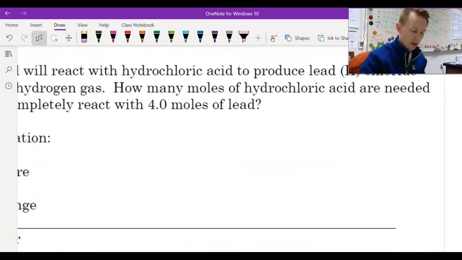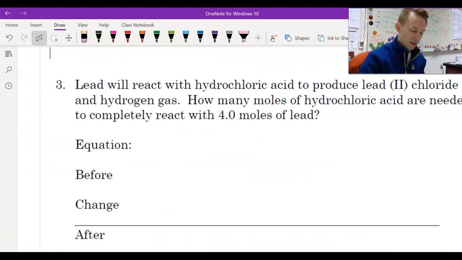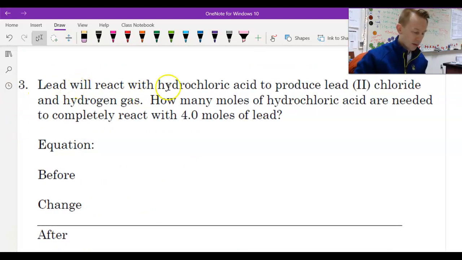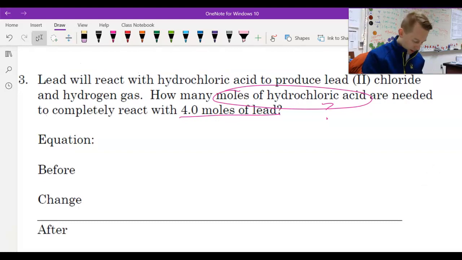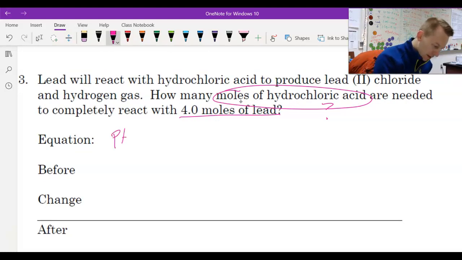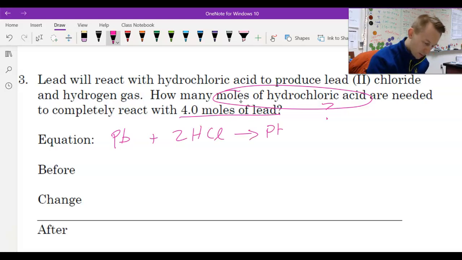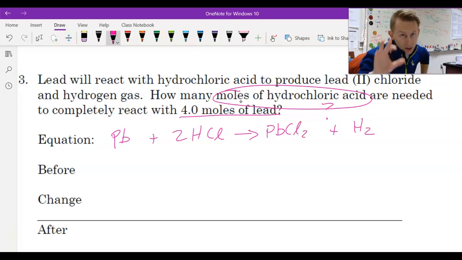All right, let's keep plugging along and do this last one here. It says lead will react with hydrochloric acid, and so on. How many moles of HCl, hydrochloric acid, are needed to completely react with 4 moles of lead? So here's what I'm going to do. I'm going to give you the equation for this. It's Pb plus 2HCl yields PbCl2 plus H2. I want you to try to do this one on your own. Pause it. See if you can do this one on your own. Really, try it.